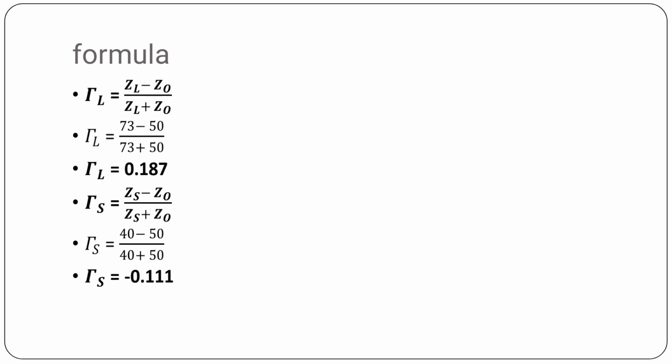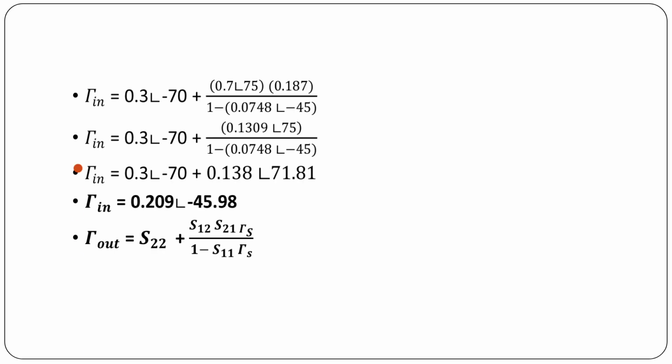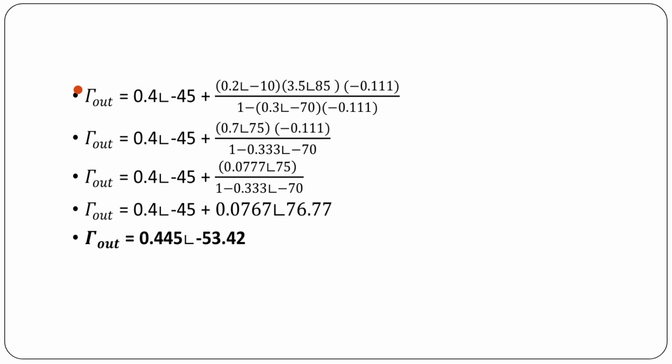So ΓL equal to 0.187, Γ is equal to −0.11. From this we can predict these values. Corresponding to these values you will get Bs equal to 0.392, and the ΓL value can be computed, approximately equal to 0.3 at an angle of −70 degrees. That is Γin equal to 0.2 at an angle of −45 degrees. Γout can be computed and its value is found to be 0.445 at −53.42.